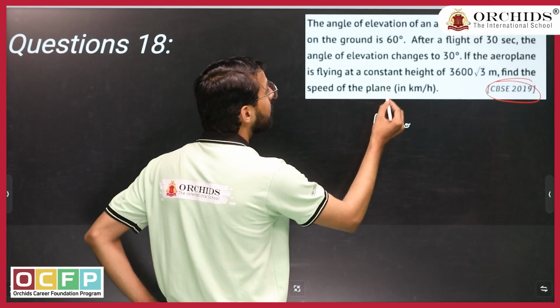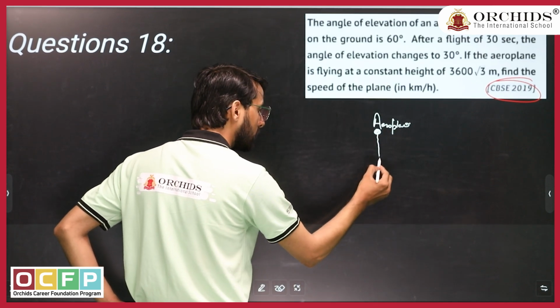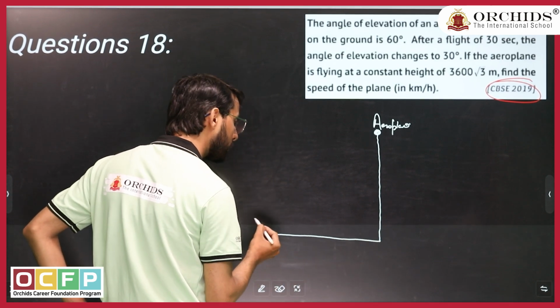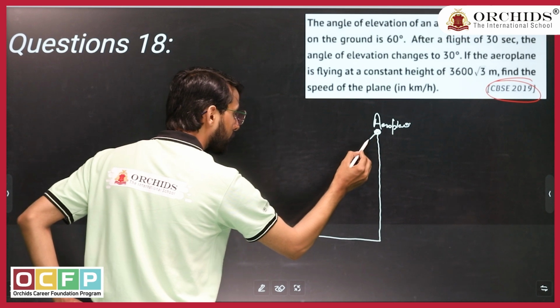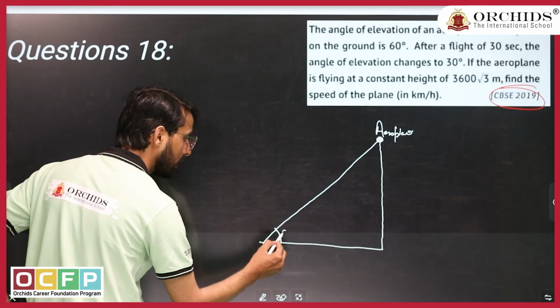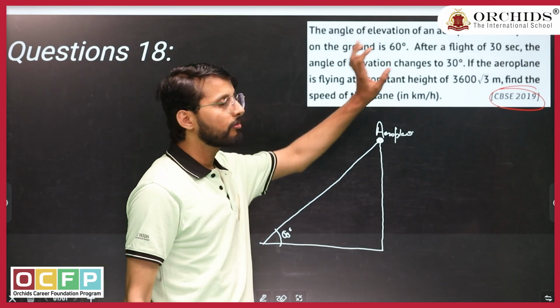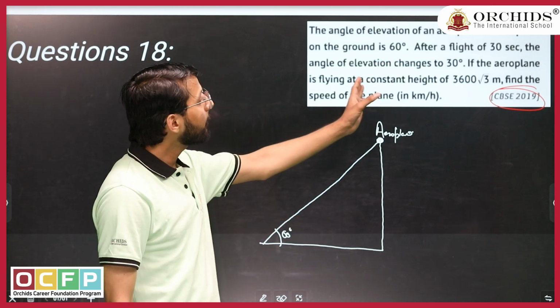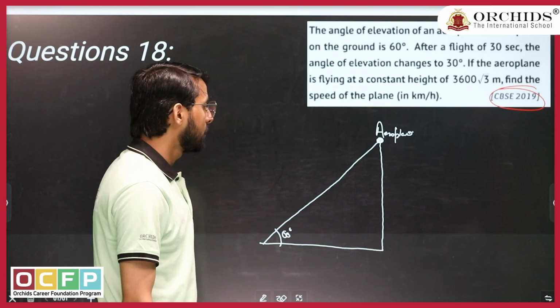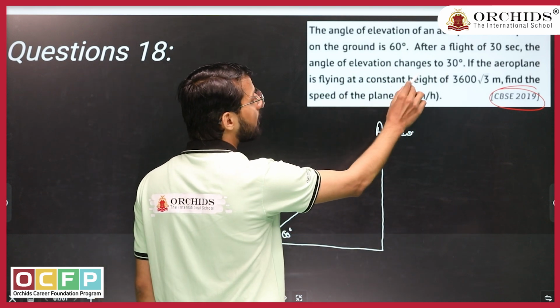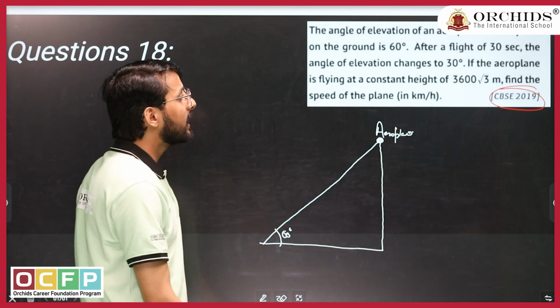And the angle of elevation on the ground. So if this is an aeroplane, there will be a height of the aeroplane from the ground, and since the angle of elevation on the ground is 60 degrees, I am drawing a 60 degree angle. This part is done till the first full stop. Second, after a flight of 30 seconds, it means first 30 seconds of that flight, the angle of elevation changes to 30 degrees.